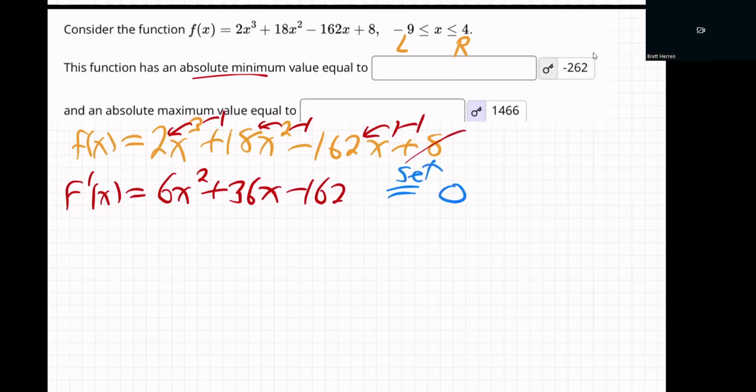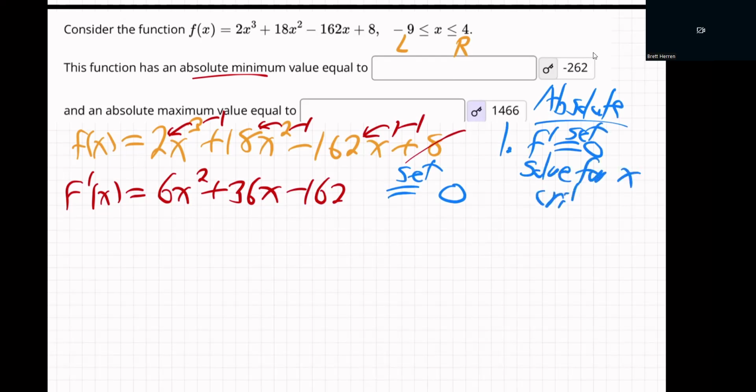equal to 0. So step 1, to find absolute maximum, is like overall highest and lowest. You take the derivative, set it equal to 0, solve for x. You find these are going to be your critical values, which means these are places where you could have a max or min. All right, so how am I going to solve that?